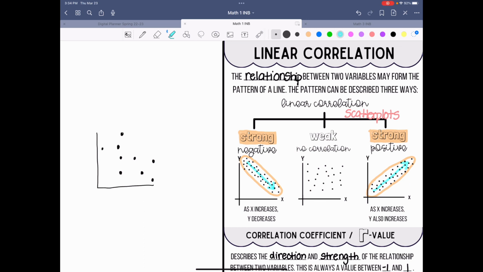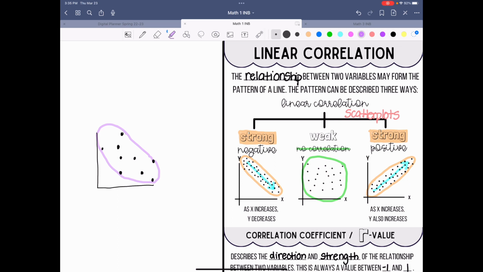Then we have weak or no correlation. No correlation really means that they're just scattered about, with no direction. It doesn't look like it's really going up or really going down. It's just completely scattered. I would consider weak to be more of this example over here. Weak means I can still see somewhat of a grouping that's kind of going down, but it's still very spread out. So there is a difference between no and weak.